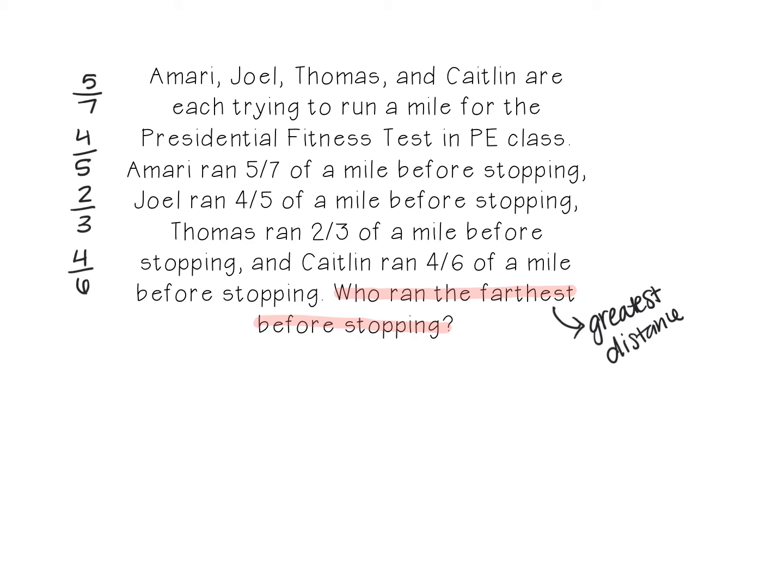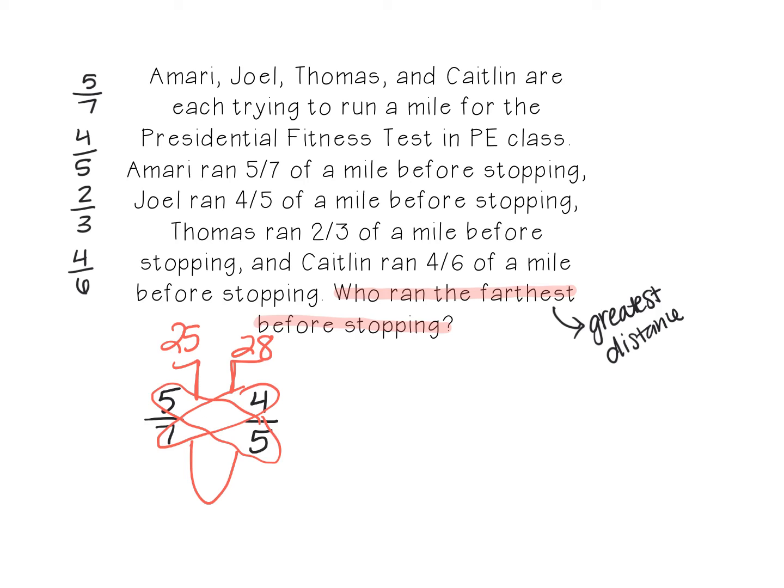So first, let's look at 5/7 and 4/5. I'm going to compare them using the butterfly method. 5 times 5 is 25. 7 times 4 is 28. Which means that 4/5 is larger. So since 4/5 is greater than 5/7, 5/7 can't be the answer.